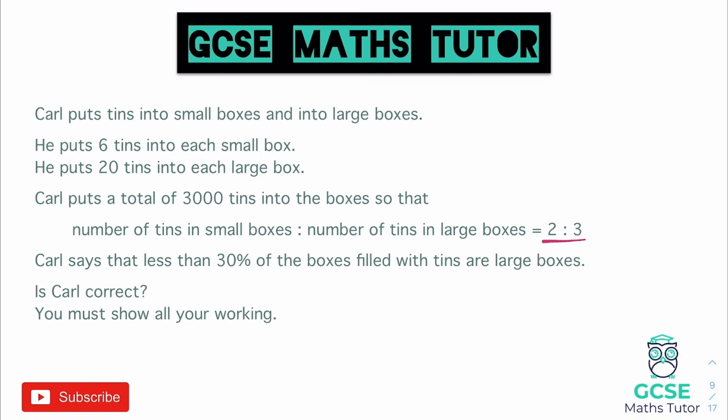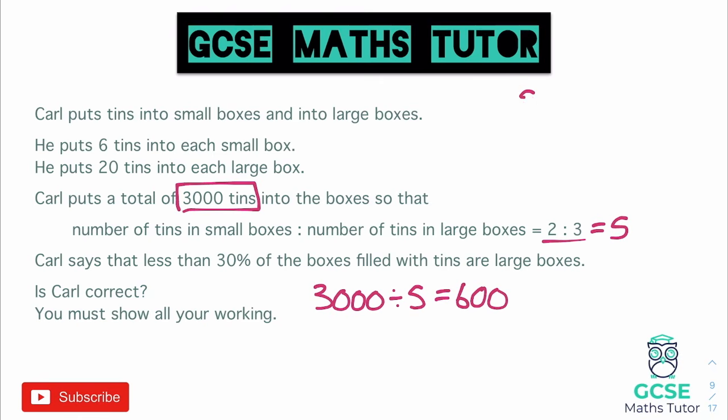Is he correct? Well, let's actually work out how many tins are in each of the boxes. So if he puts 3,000 tins in total into the boxes, and that gives us the ratio of 2 to 3, then we can work out how many tins went into the small boxes and how many tins went into the large boxes. So just sharing that in a ratio. So in that ratio, there's a total of 5 parts. So if we do 3,000 and divide by 5, we know that each part is worth 600.